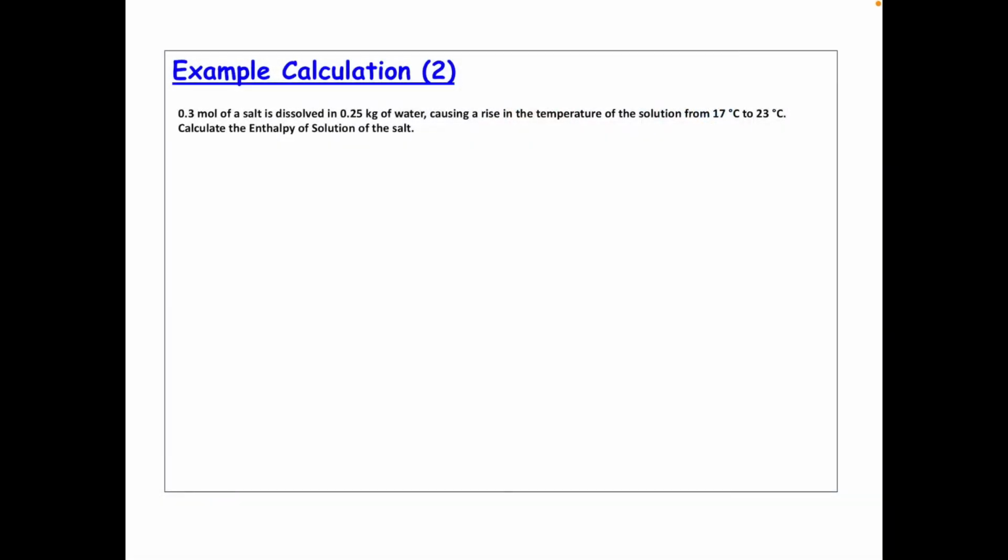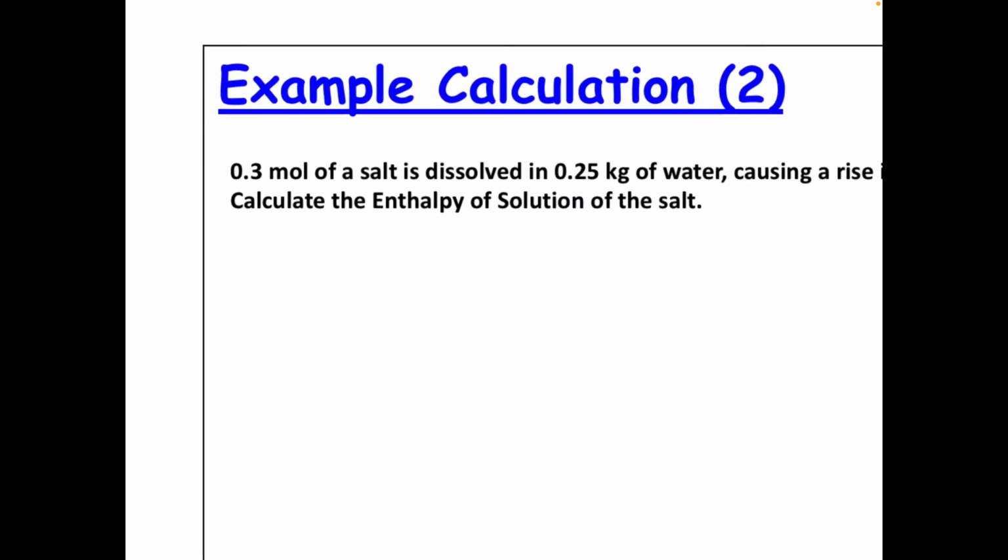Okay, so let's try another calculation. This one is a slightly different type. Remember when it's asked, it tells you in moles already. You could argue this is maybe slightly easier because you don't have to work out a gram formula mass. But let's work through this. We've got 0.3 moles of a salt dissolved in 0.25 kilograms of water. There's a rise in the temperature of the solution from 17 to 23 degrees Celsius. So that's 6 degrees of a rise. Let's calculate the enthalpy of solution of this salt.